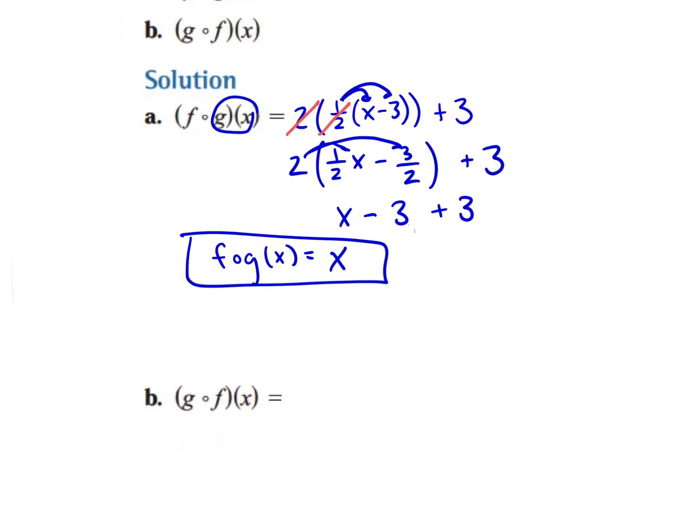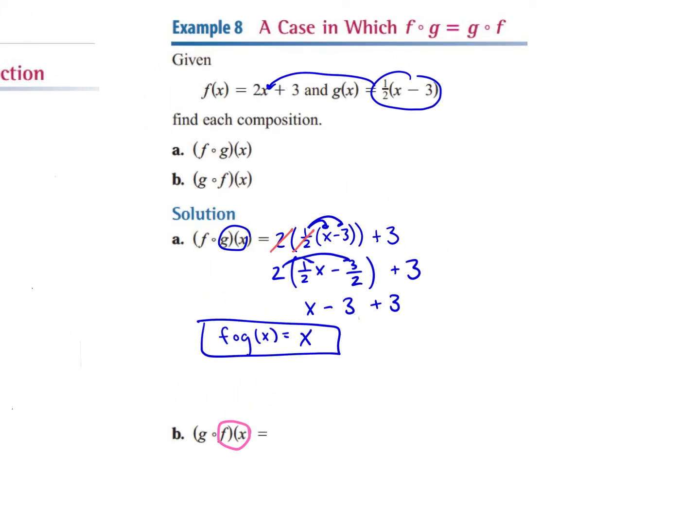Next, we want to find g of f of x. So which one is on the inside? F is on the inside now. So I'm going to take f and put it inside g. So I have 1/2 times 2x plus 3, minus 3.